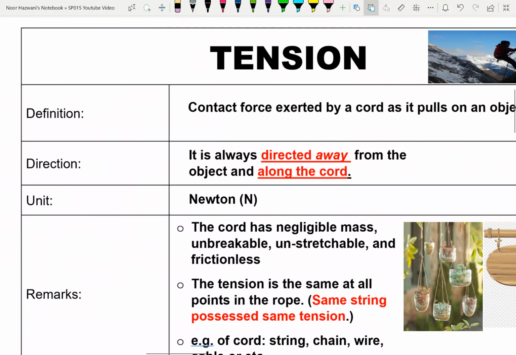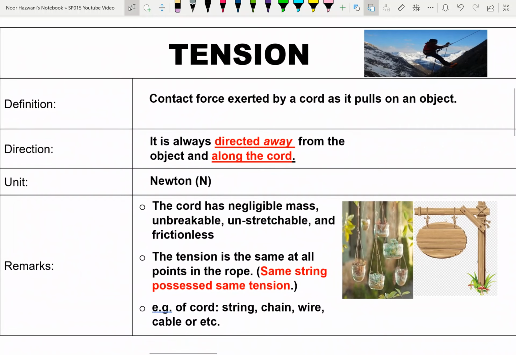Okay. Next, we are going to talk about tension. So, what is tension? Earlier I said tension is for any object that is tied. It is the contact force exerted by a cord as it pulls on an object. So when an object is tied, whether with wire, string or whatsoever, there will be tension. But how do we know its direction? First, it must be directed away from the object. Second, it must be along the cord.